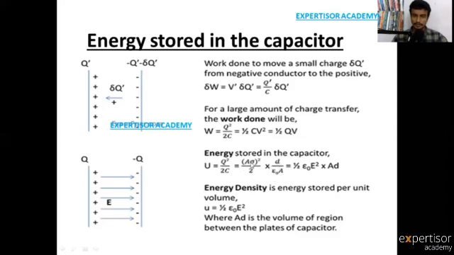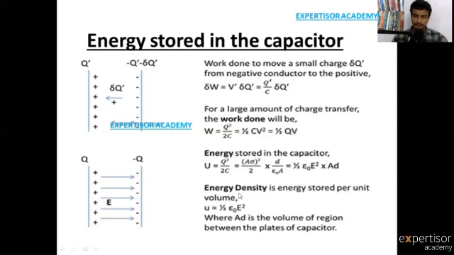So here, A square into sigma square divided by 2 into d divided by epsilon naught A. A square, A cancel. So the remaining term is half epsilon naught E square into A into d. Here capital A is the area, d is the distance. So this gives volume. So energy density is energy stored per unit volume.